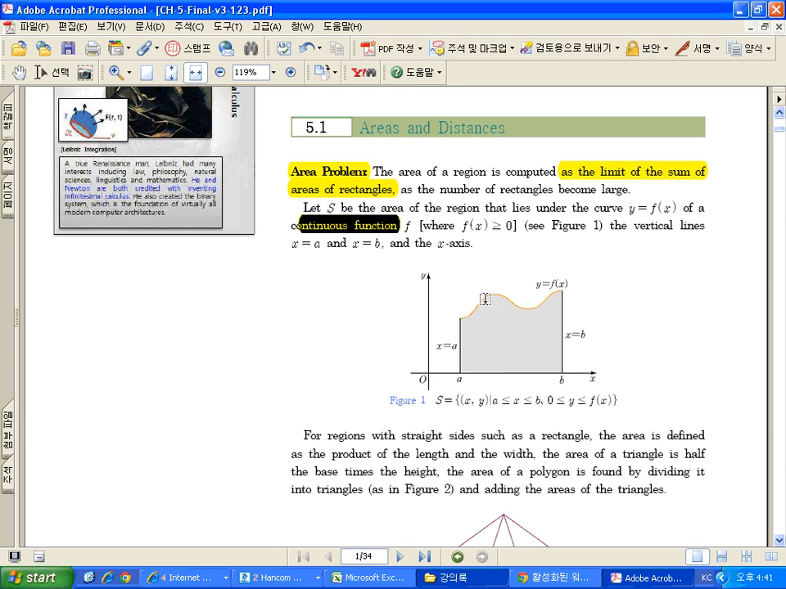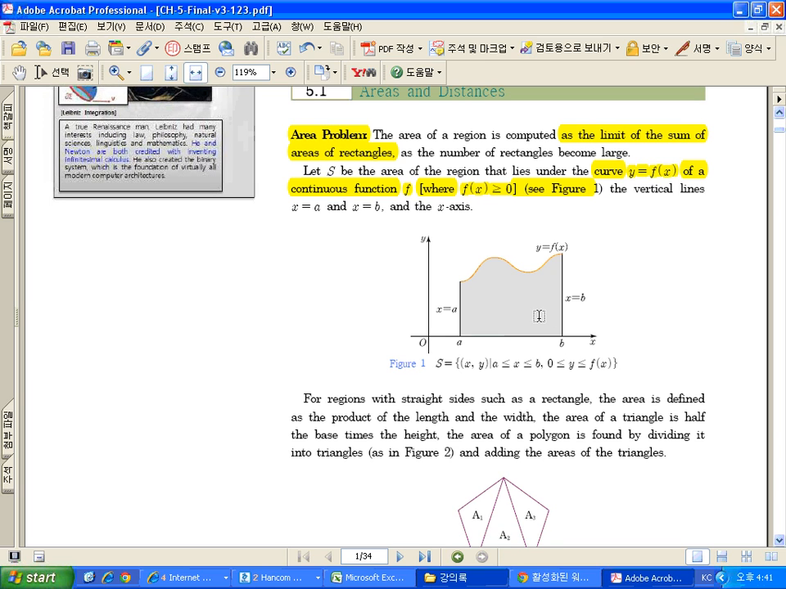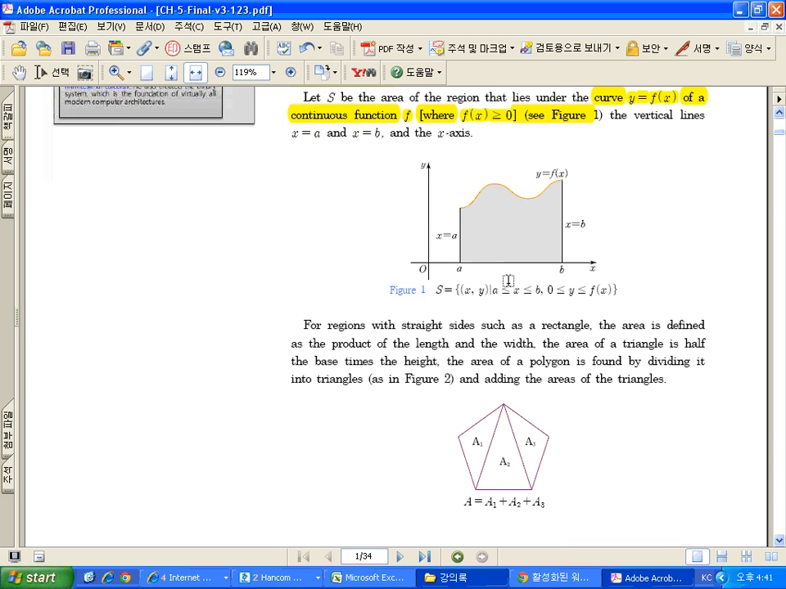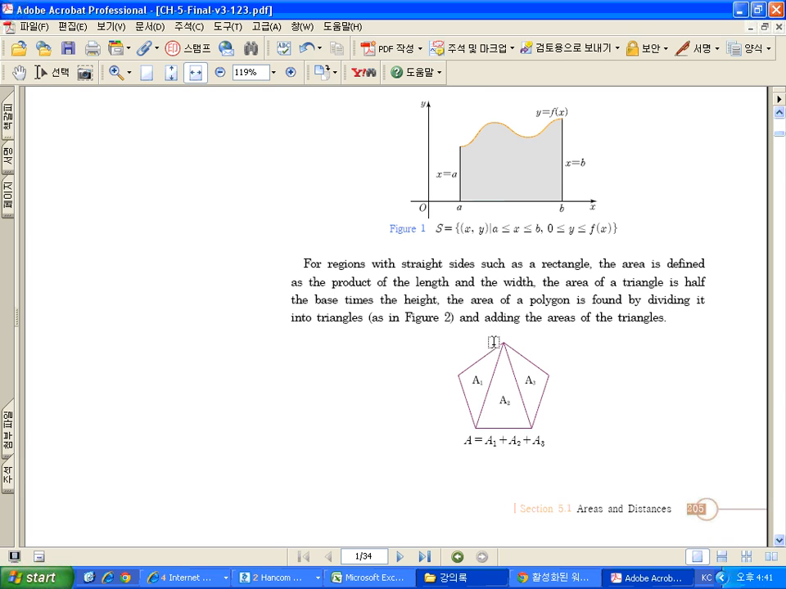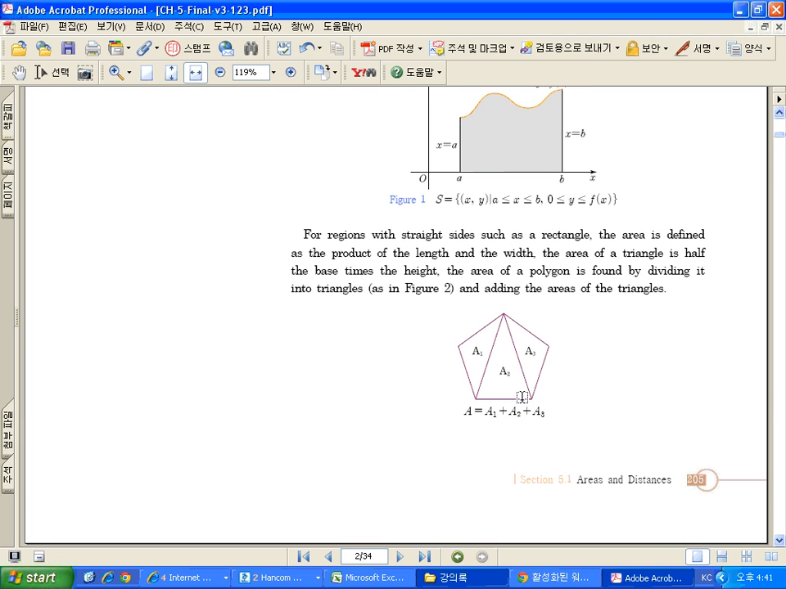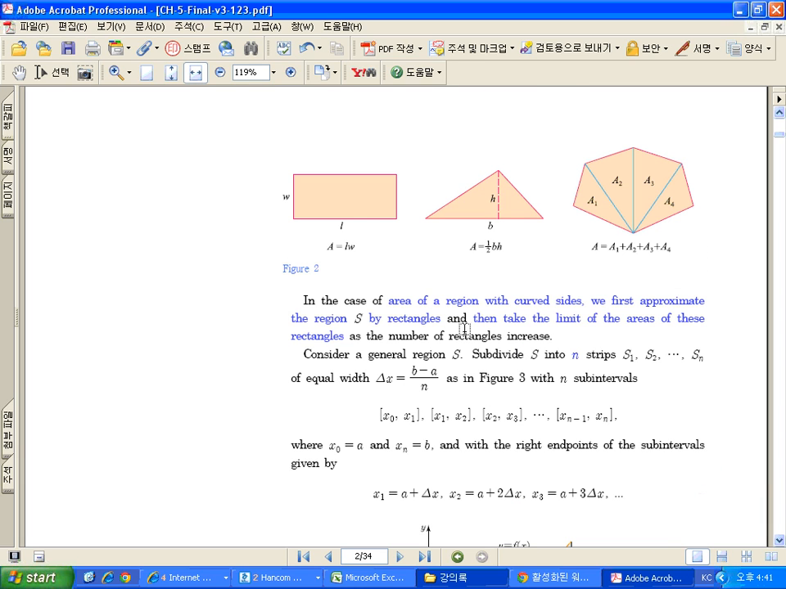Let S be the area of the region under the curve y equals f of x, which is a continuous function, with the vertical lines x equals a and x equals b, and this is the region. Then, when we try to find the area, we may divide it into triangles or rectangles, and then find each area and add them up. That will be one way to do it.